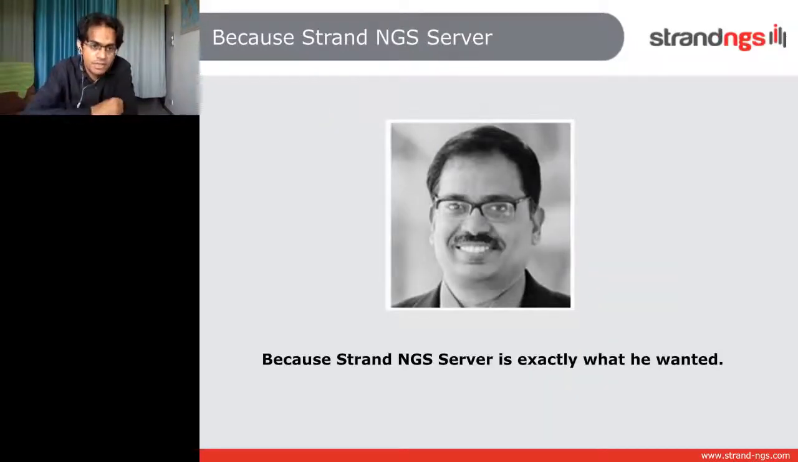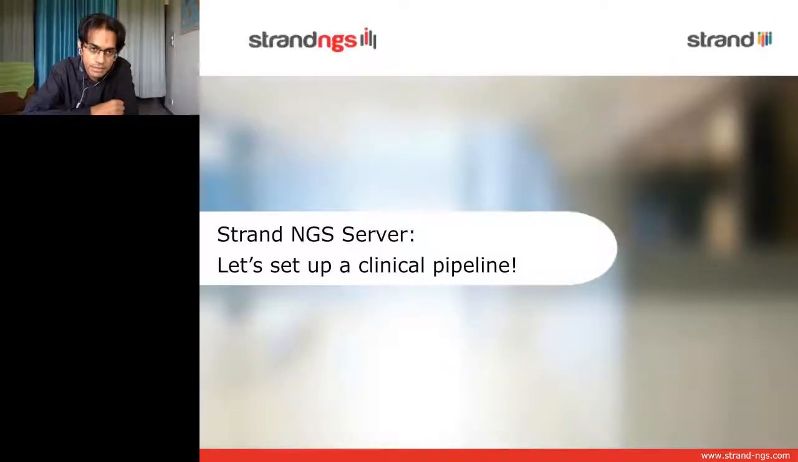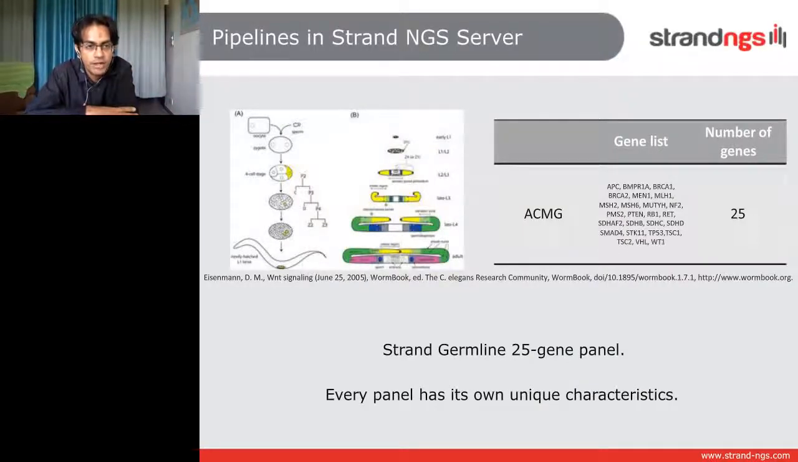And let's see if we can do something a little more intricate, but right up the alley of anyone setting up a clinical pipeline. Remember this germline panel that we saw earlier. Remember that the germline, for those of you who may not know, is a series of mutations that you inherit from your parents or your grandparents or your ancestors. This is a germline panel, it has 25 genes in it. Every panel you add has its own unique characteristics, right? So for instance, this is a 25 gene panel.